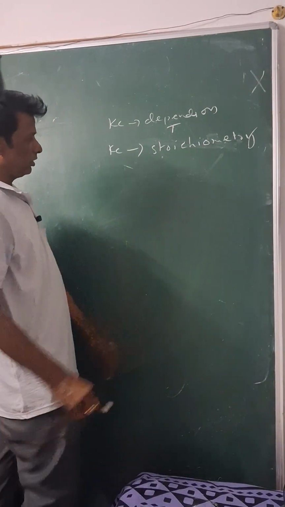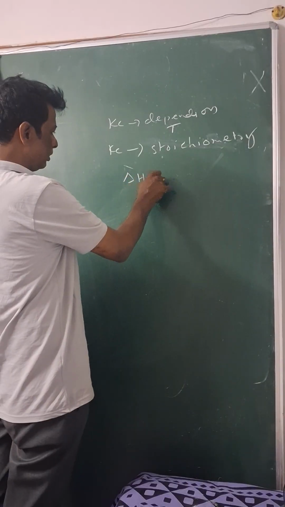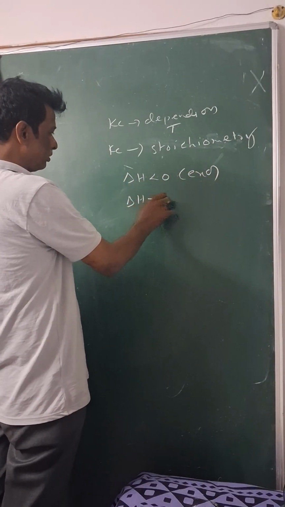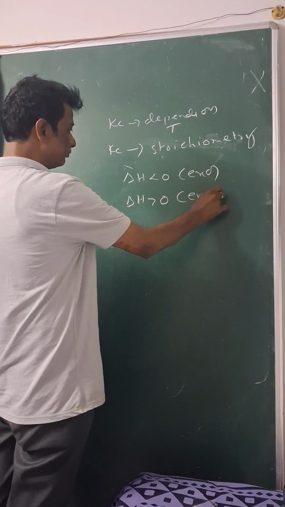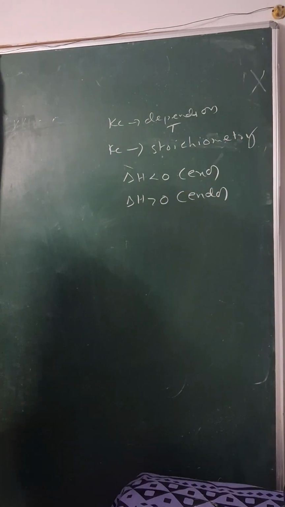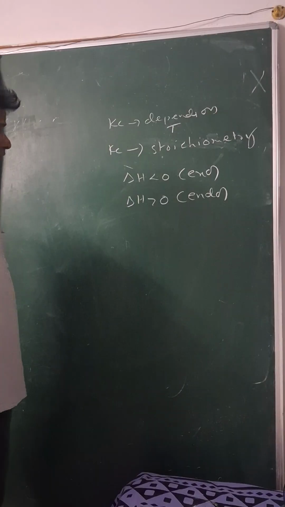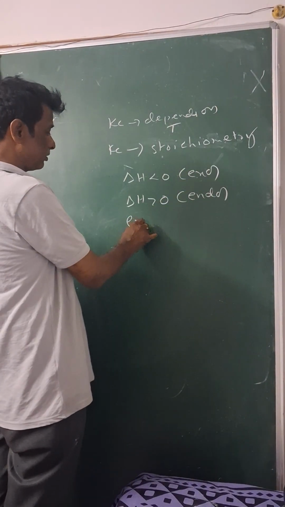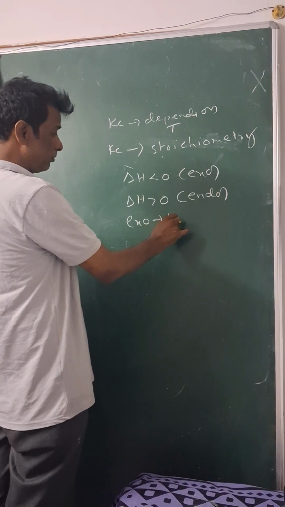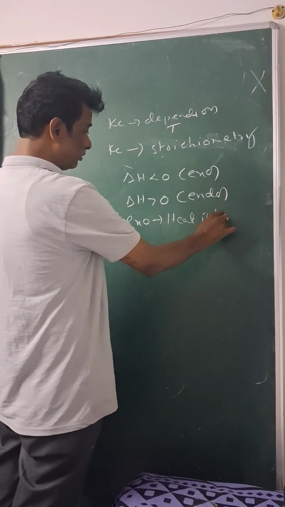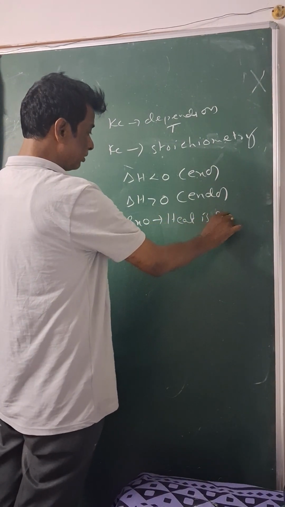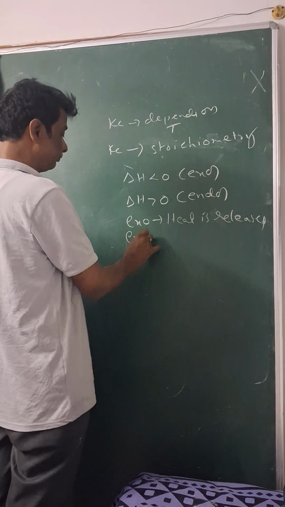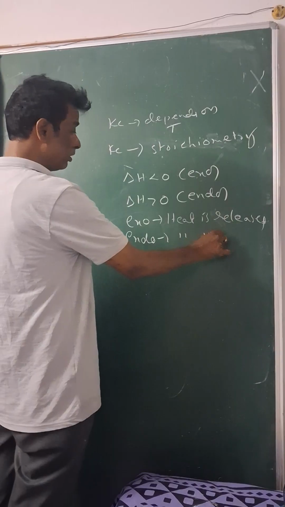So endothermic change and exothermic, delta H less than 0 exothermic. Two reactions are there. Greater than 0 endothermic. Okay. Two reactions, exothermic, endothermic. Exo means heat is liberated. Exo means liberation of heat. Heat is released. What is endo? Heat is absorbed.